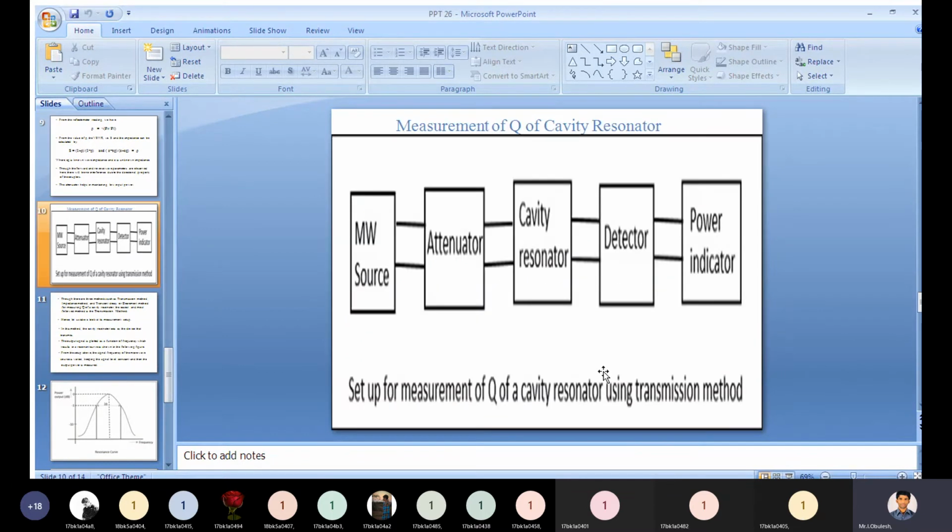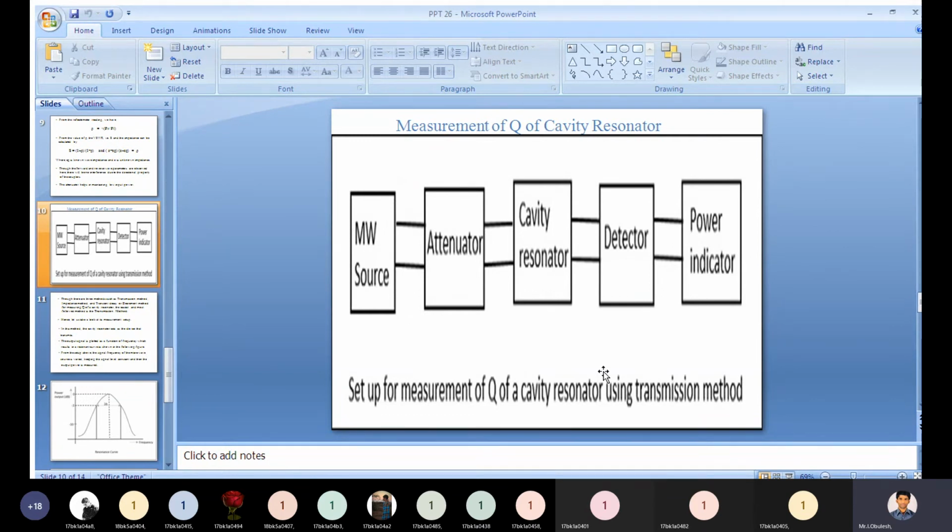Then the next one is measurement of a quality factor of a cavity resonator. So there are three methods, such as transmission method, impedance method, and transient decay or decrement method for measuring Q of a cavity resonator. The earliest and the most followed method is the transmission method only, which is represented in this figure.